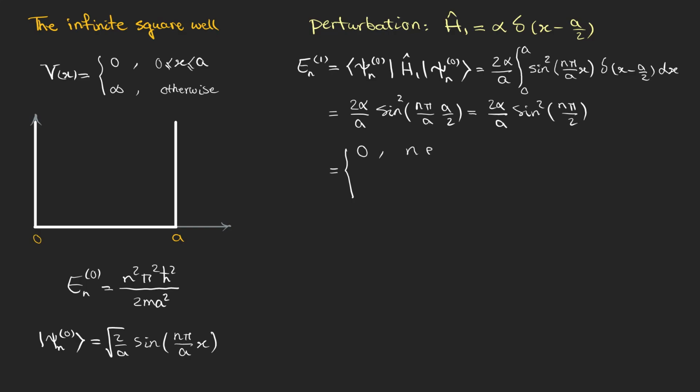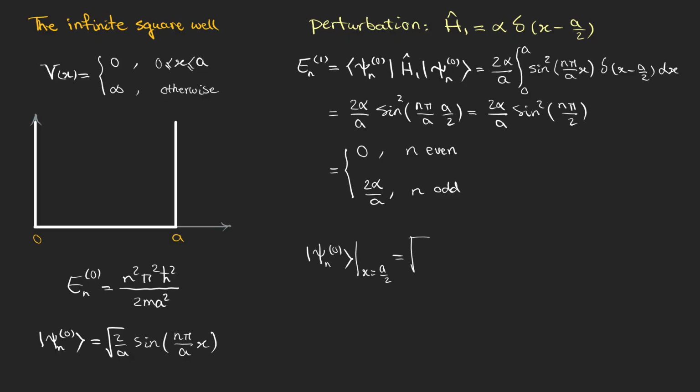If n is even, the argument in the sine function is a multiple of pi and the result is 0. But for odd n's, sine is either plus 1 or minus 1 and its square yields 1. So if n is odd, the first correction in the energy is 2 alpha divided by a.